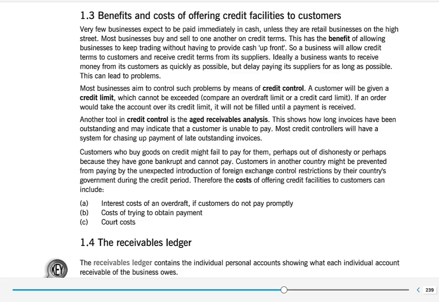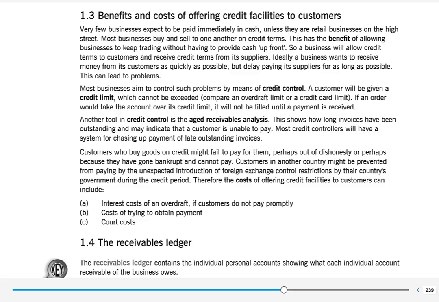Benefits of offering credit facilities. Benefit 1. It helps the business make sales. The book explains that many businesses cannot expect immediate cash payment, especially in busy trading areas and competitive markets. If one business demands cash only, but competitors offer credit, customers may choose the competitor. So credit facilities can increase sales and help the business keep trading. Sometimes credit is not just a nice option. It is a competitive necessity.